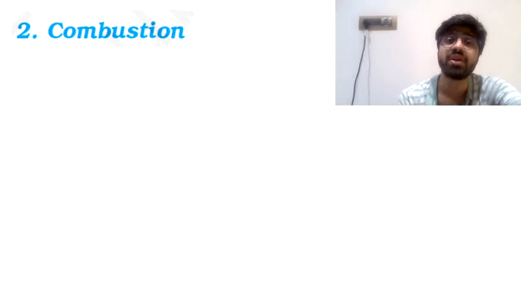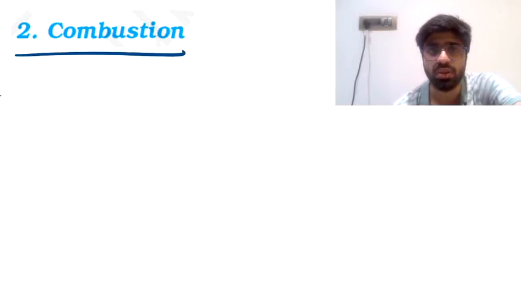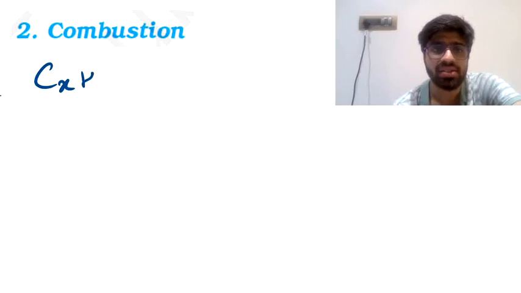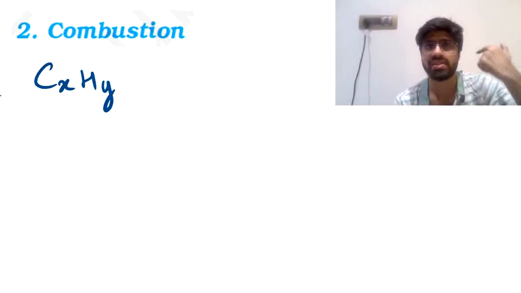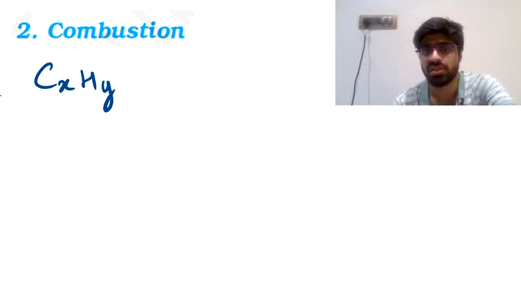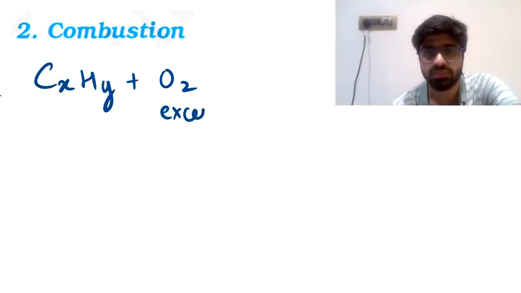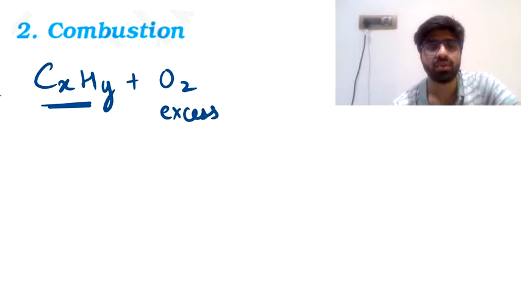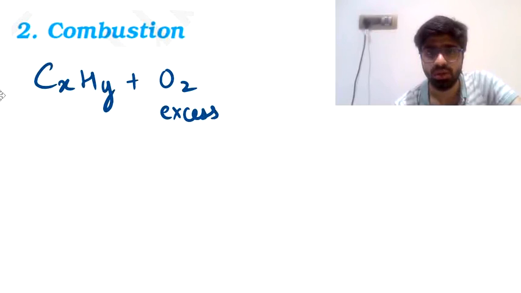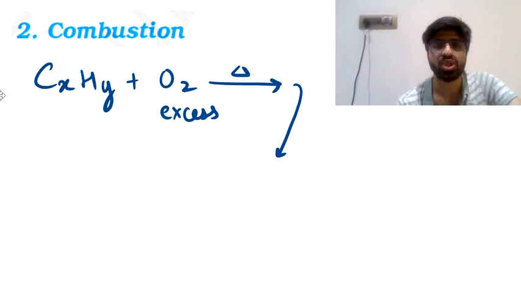Okay, with that we go ahead with the next reaction, that is combustion. Combustion means you take any hydrocarbon like CxHy, we don't know how many carbon and how many hydrogen atoms. We are just taking a compound having some number of carbon and some number of hydrogen atoms, and we are making it react with excess of oxygen. Making a hydrocarbon react with excess of oxygen, of course at a high temperature, it's going to give rise to the formation of simply carbon dioxide and water.